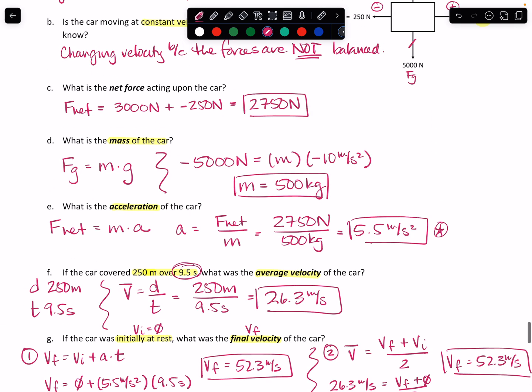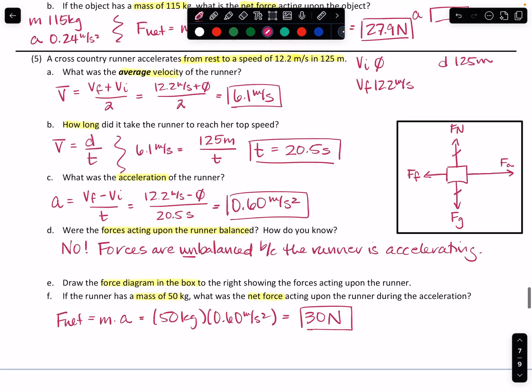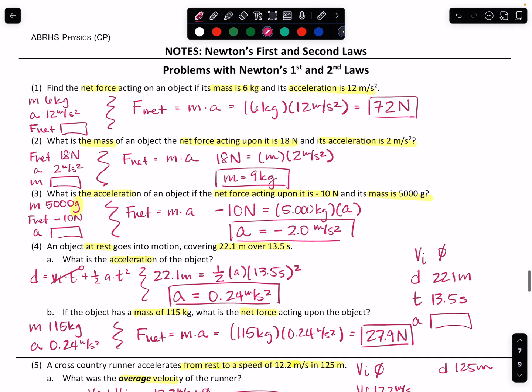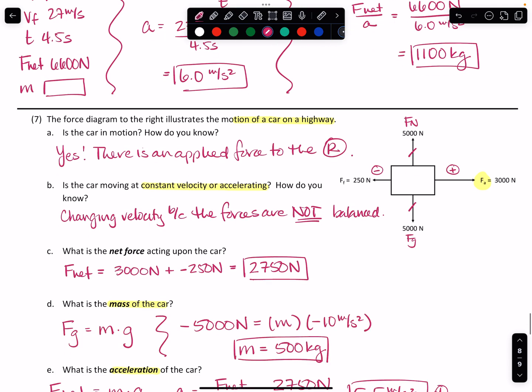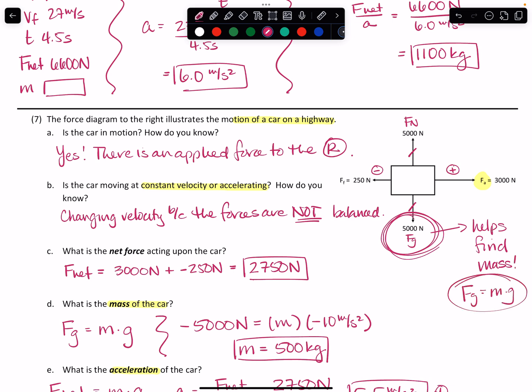These problems are similar to what we've done in the past. You need to read them carefully. Make sure you list out your variables, identify what you are looking for, and then think about what formulas can help you get there. Please be aware of problems where you're given Fg, because Fg will help you find the mass. Just remember that Fg equals mass times gravity. That is a very handy formula to remember.